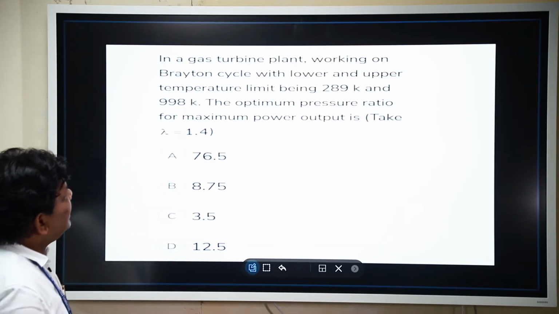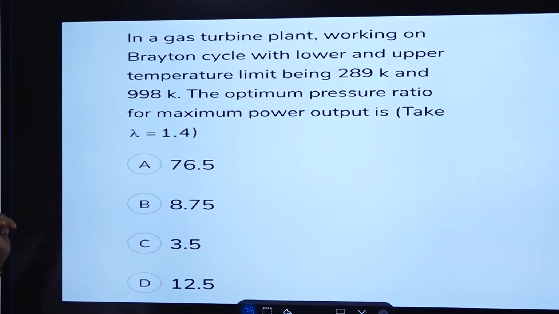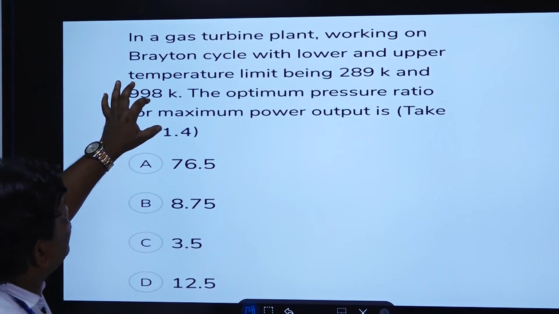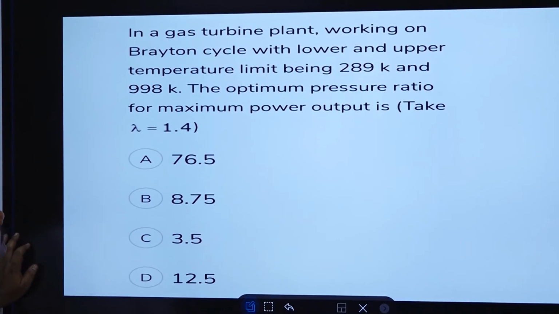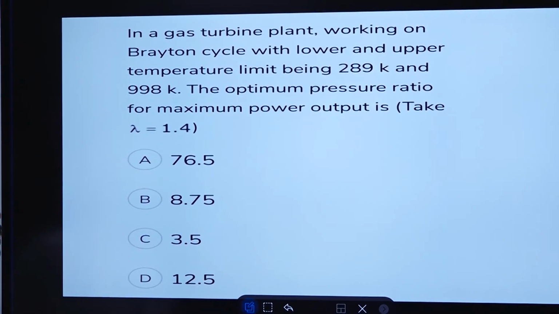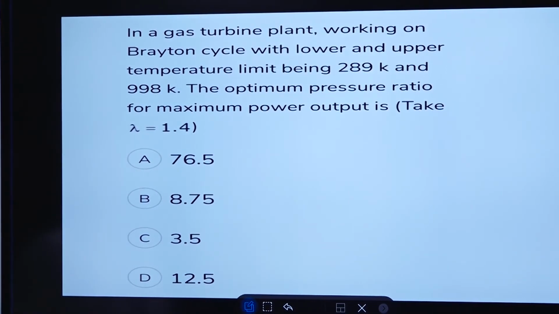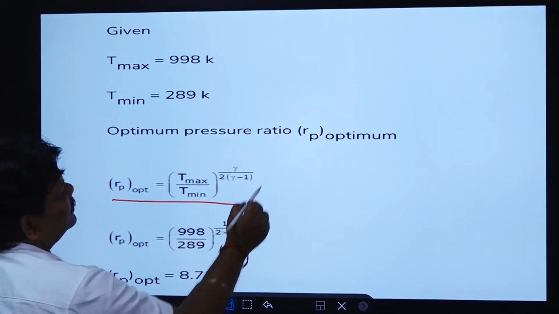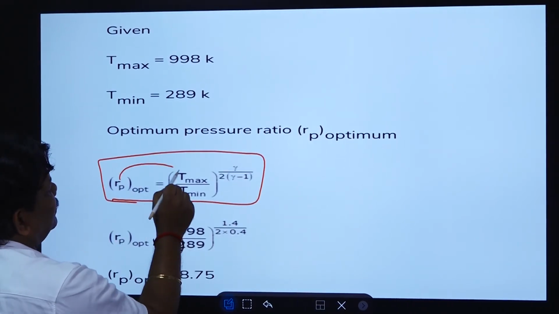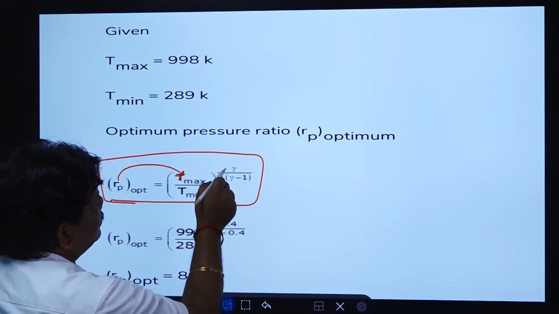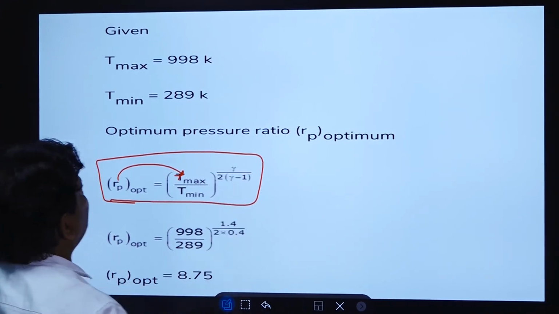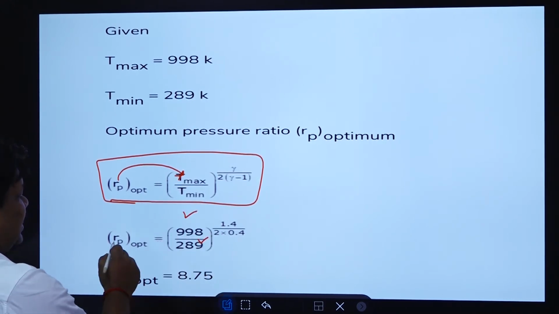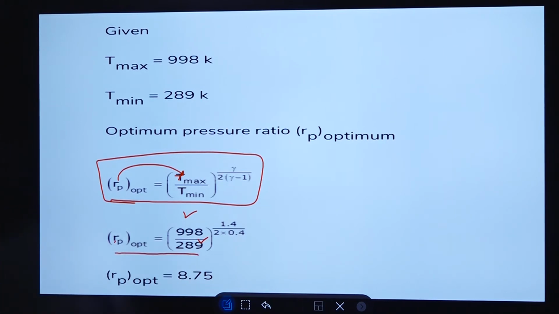So the next one, in a gas turbine plant working on Brayton cycle with lower and upper temperature limits being 289 Kelvin and 998 Kelvin. So the lower and the upper temperature limits are given to you. You have to find the optimum pressure ratio. So the formula is known to us for optimum pressure ratio. With respect to the temperature, Rp optimum is T max by T minimum power gamma by 2 into gamma minus 1. So use this formula. You know the value of T max and T minimum, so you can get the value of Rp optimum, which is 8.75.